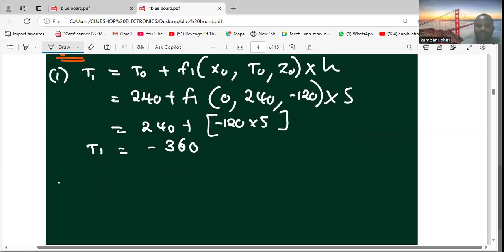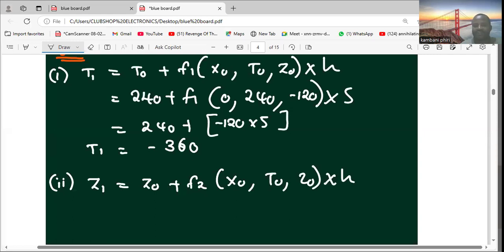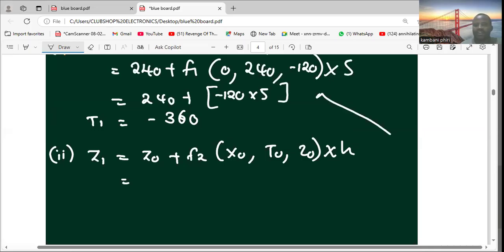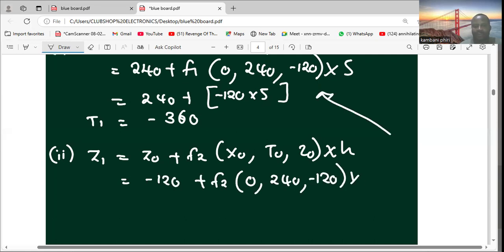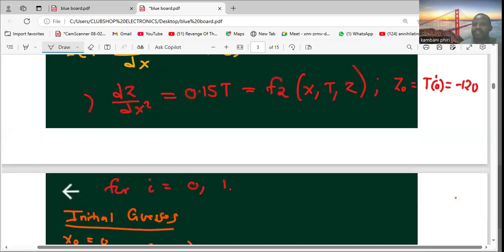All right? Now, meaning that z1 is z0 plus, take note, z0, not z2, z0, f2 of x0, t0, z0 times our step size. So our z0 from this is negative 120 plus f2, our x0 is 0, and t0 is 240. Please take note, this is 240. Yeah, that's a problem with the shooting method. A slight mistake, then there's a problem. So 240, negative 120 by 5. So negative 120 plus f2. If we were to go back, you look at f2. We said f2 is this. All right?